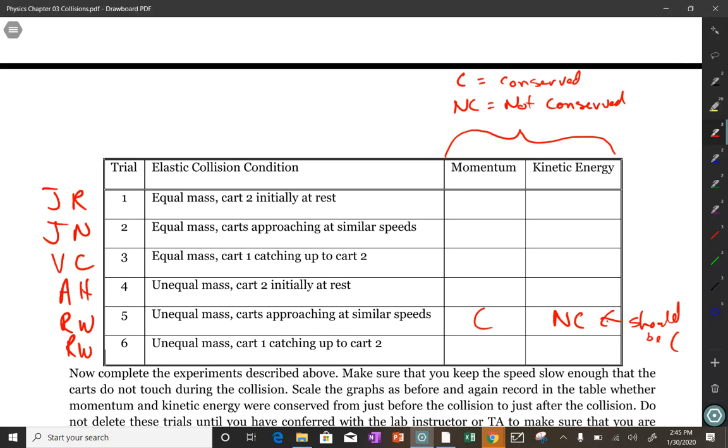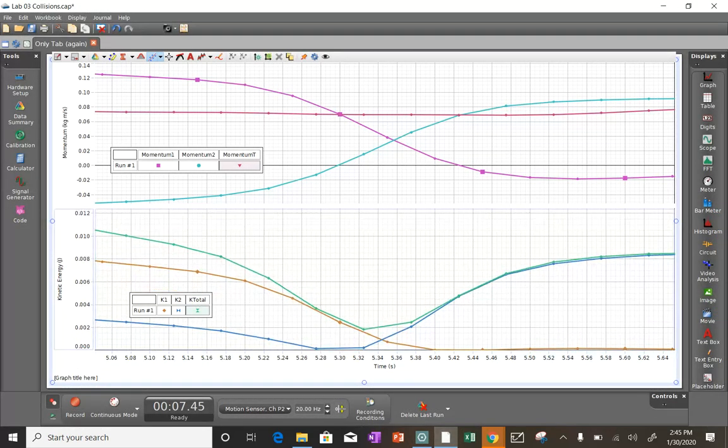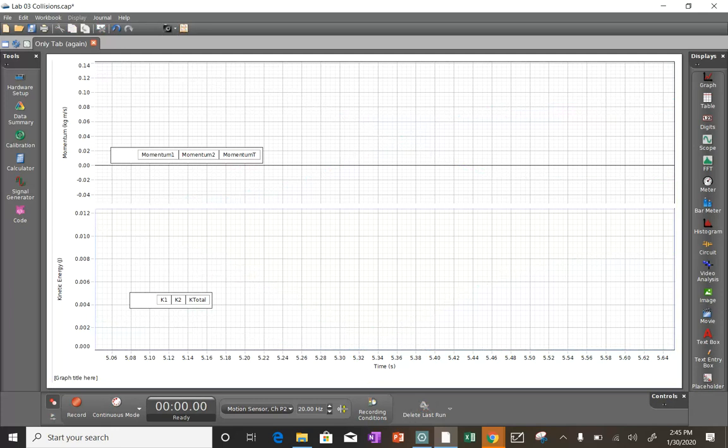Okay, last trial by Nathan and I, and then it's your turn. So Nate, catching up. And remember, don't forget to take pictures of your data. Don't forget to scale it right, because I was a little sloppy there. Take a picture, and then delete my last data run, and start her up. It's got to catch up, Nate.